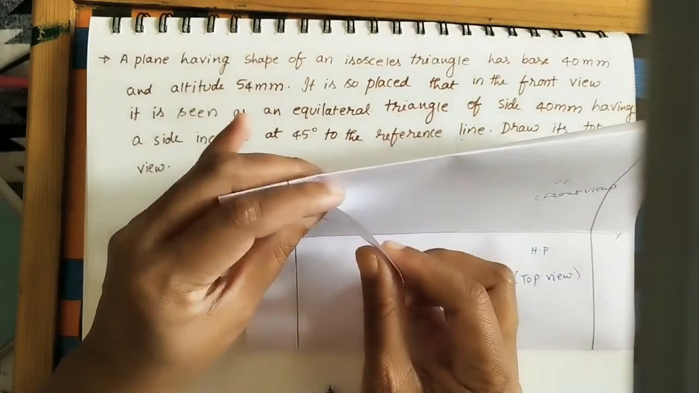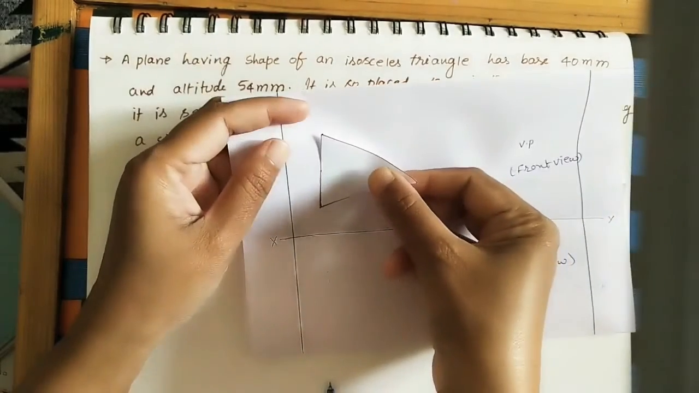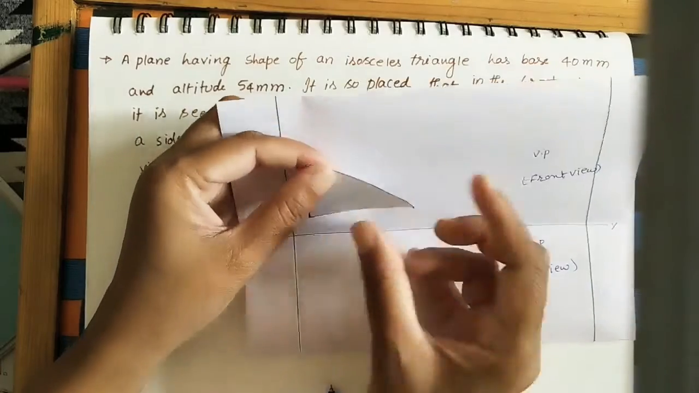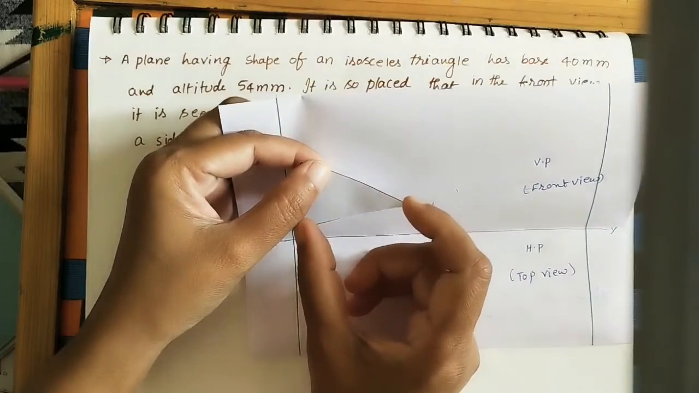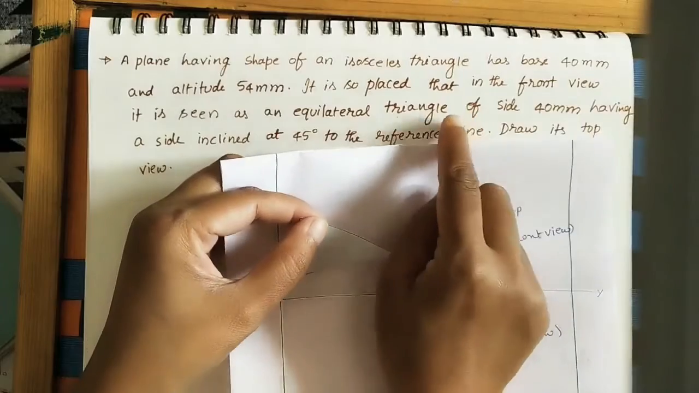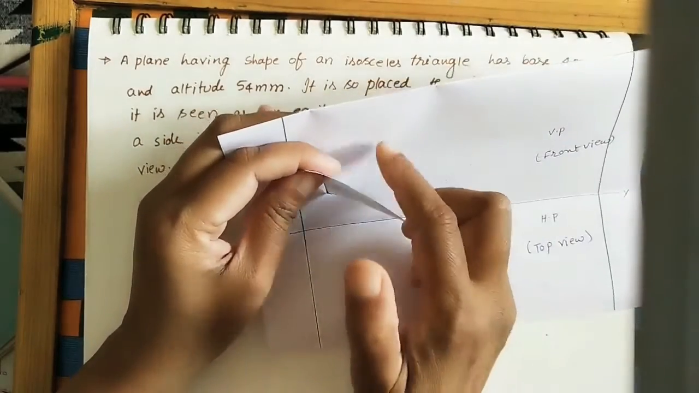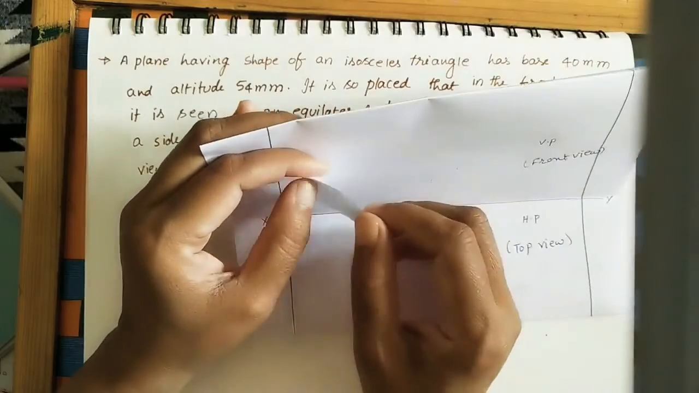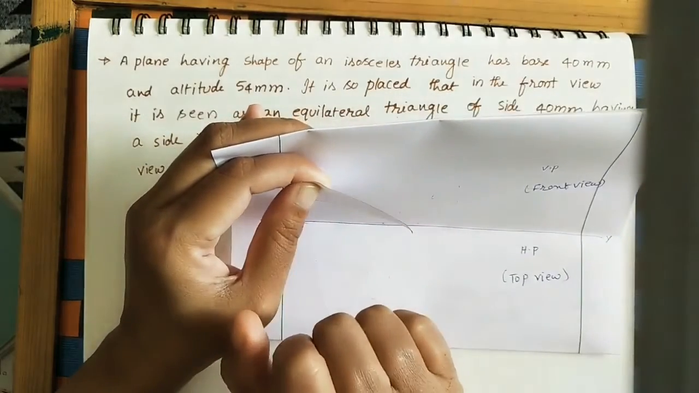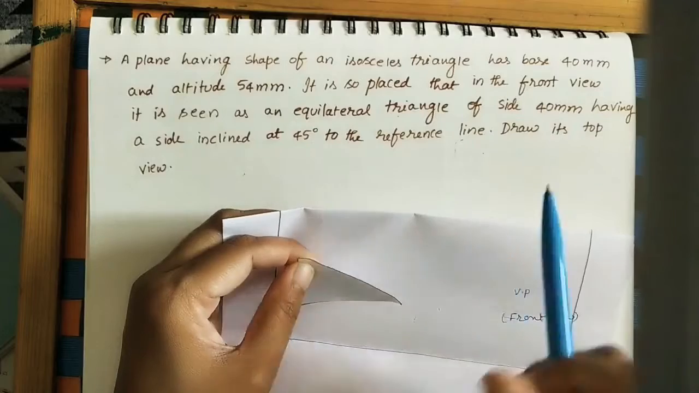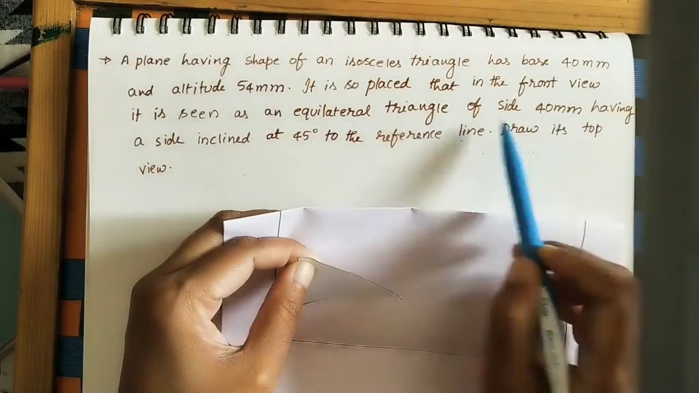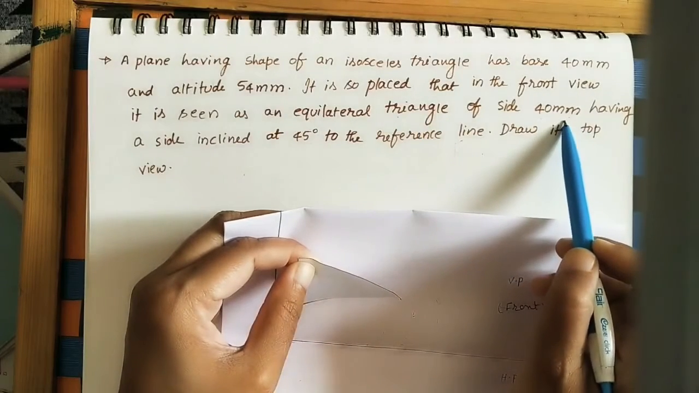Any triangle or any polygon, if it is tilting, looks like a reduced polygon or reduced triangle. Here, it is given that in the front view it looks like an equilateral triangle, meaning this plane is making some angle with the vertical plane. Got it? So at that time the front view looks like an equilateral triangle. Of what side? 40 mm each side of the equilateral triangle. All sides have 4 centimeters.